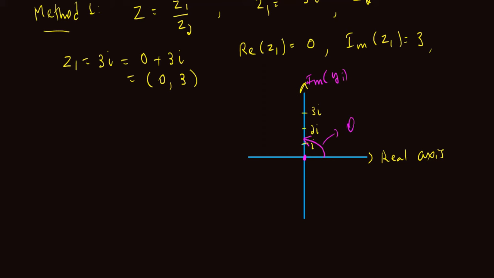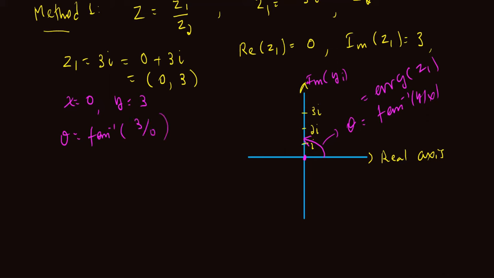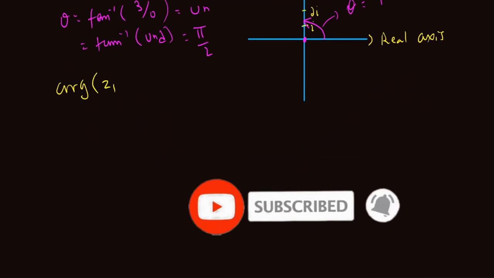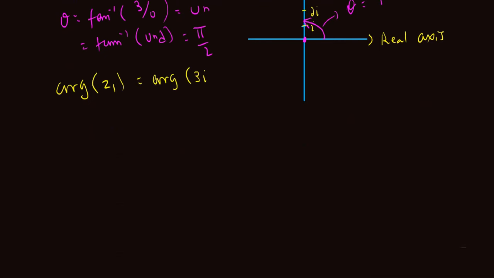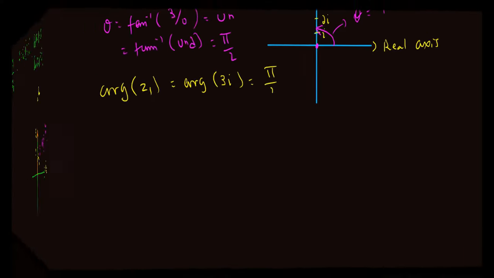This will be our theta, which is tan inverse of y over x, which is called the argument of z1. Here x is 0 and y is 3, so theta is tan inverse of y over x, which is 3 over 0. This is undefined. Tan inverse of undefined, tangent is undefined at pi over 2. So tan inverse of undefined, this 3 over 0, will be pi over 2. So the argument of z1, which is equal to 3 times i, is pi over 2.